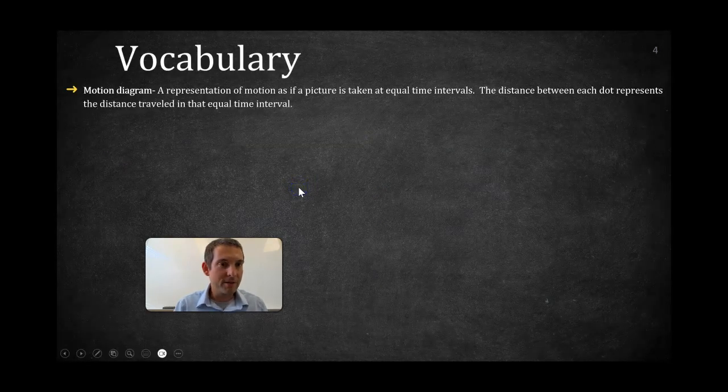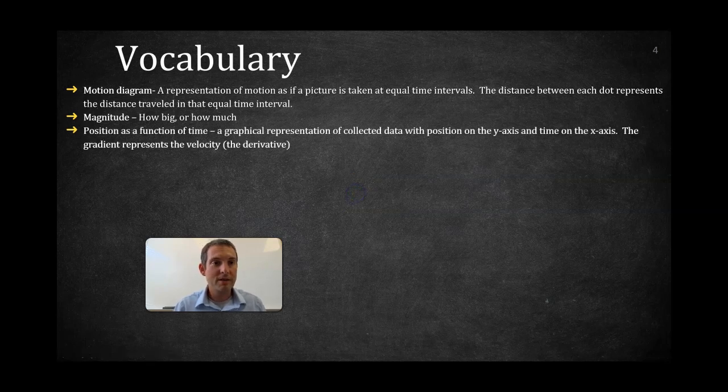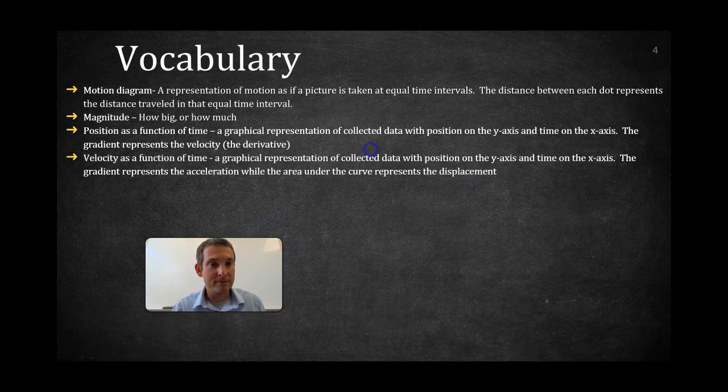Some vocabulary. We've got a motion diagram, which is a representation of motion as if a picture is taken at equal time intervals. The distance between each dot represents the distance traveled in that equal time interval. Magnitude just means how big or how much. Position as a function of time just means it's a graphical representation of collected data with position on the y-axis and time on the x-axis. The gradient will represent the velocity. This is also known as the derivative.